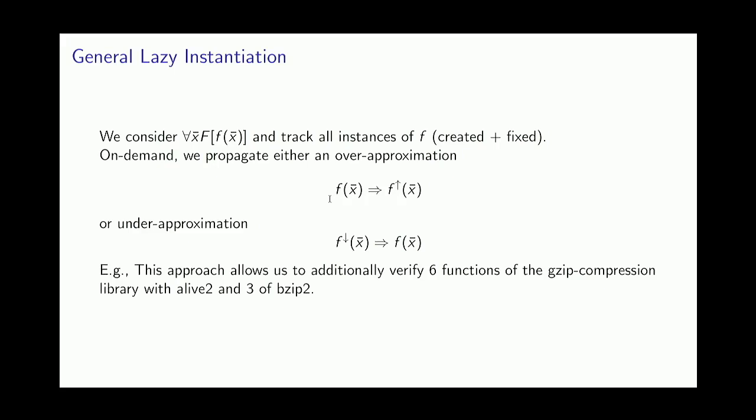we could additionally verify 6 functions of the gzip compression library and 3 of the bzip2 compression library with the Alive2 verification toolkit just by adding this lazy axiom instantiation. Although this does not really sound like much, there are not so many functions that make use of this axiom, so it's quite a lot.